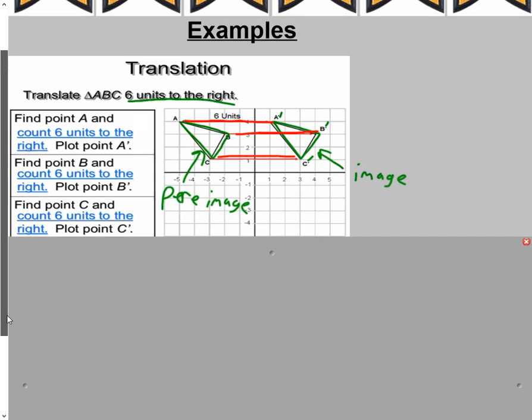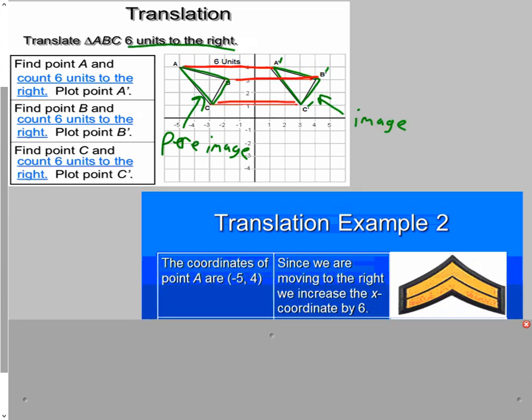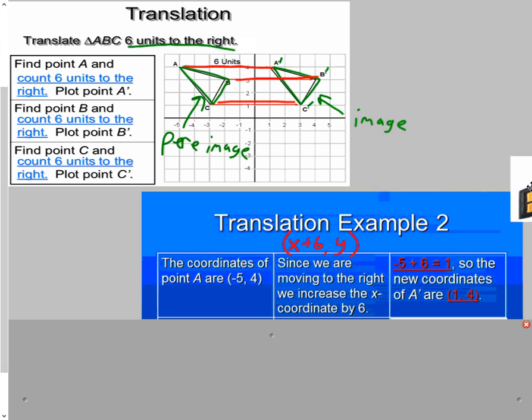Now what we talked about was the rules and how we can do that shortcut. So here's an example. The coordinates of point A were -5, 4. Since we were moving to the right, we would increase the x coordinate by 6. So that's what we said before. The x would go up 6. The y would not change. So we'd have -5 plus 6, which is 1. So the new coordinates are 1, 4. If we just add 6 to this x value and leave the y value the same, it would be good.